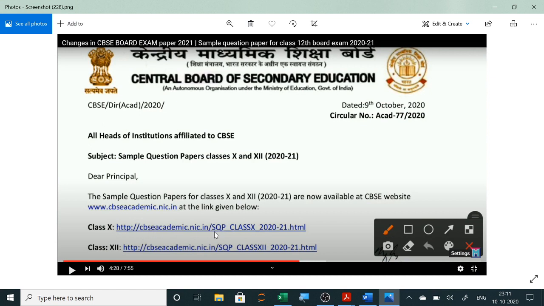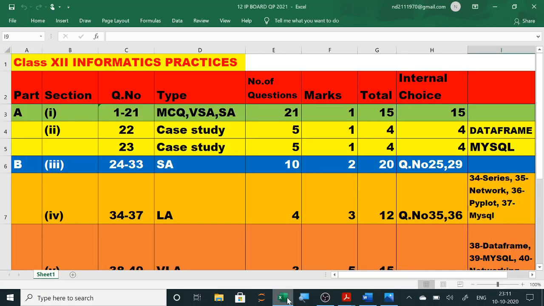cbseacademic.nic.in/sample question paper, SQP of class 12th, all the question papers, and class 10th all the question papers are there. So here see the pattern. Two parts are there, part A and part B. In part A, two sections are there, section 1 and section 2. In part B, three sections are there, that is section 3, section 4 and section 5. So total 5 sections are there, 5 questions you will see.